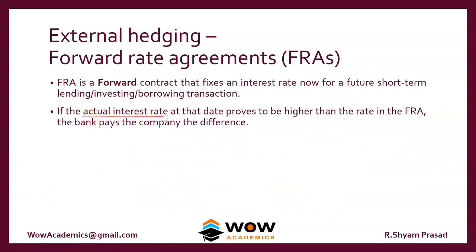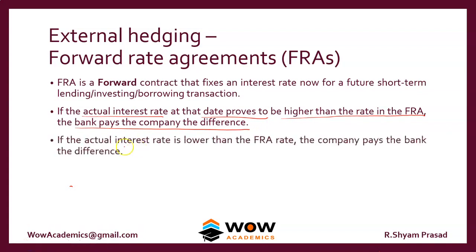If the actual interest rate at the date proves to be higher than the rate in the FRA, the bank will pay the difference. So that's what we saw just now. If the actual interest rate is lower than the FRA, the company pays the bank the difference. So that is what the arrangement is. If the interest rate goes up, the bank will pay the difference. If the interest rate falls, the company has to pay the difference.